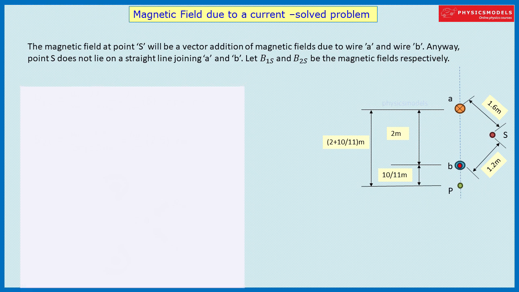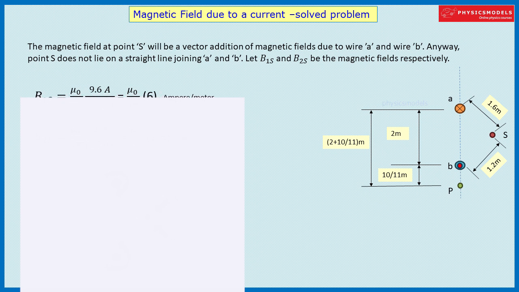B1S will be again mu 0 by 2 pi into the current flowing through wire A, that's 9.6, divided by the distance from wire A to S, which is 1.6 meters. So you will get that.